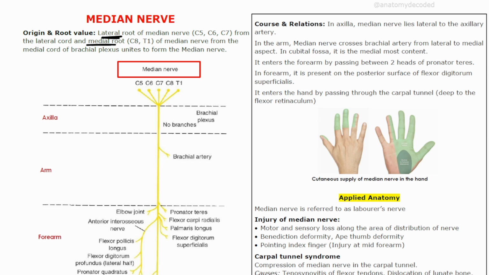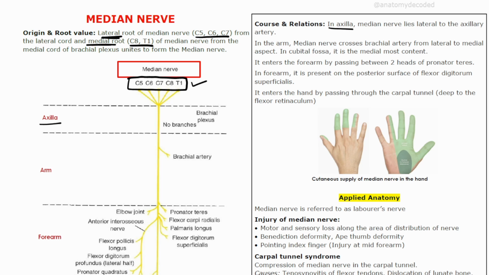Lateral root has the root value C5, C6, C7. Medial root has the root value C8 and T1. So the entire root value of the median nerve becomes C5, C6, C7, C8 and T1. So it includes all the root values which form the brachial plexus. Now after it arises, in the axilla, let's see what the course of the median nerve is.